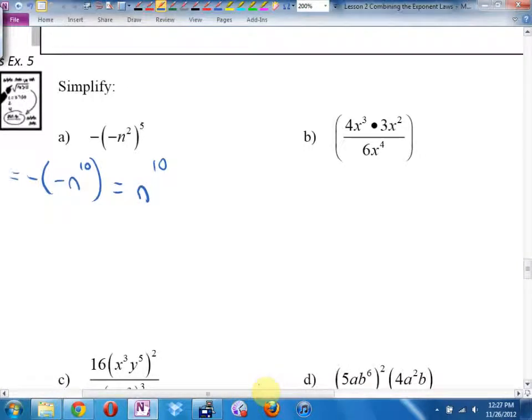B. Is there a power to a power? No? Okay. Numbers. What are my numbers on the top? 12. What are my numbers on the bottom? This is really 12 over 6. How many x's on the top, grand total? How many x's on the bottom, grand total? How many will be left and where?